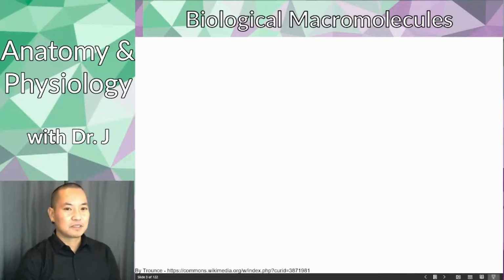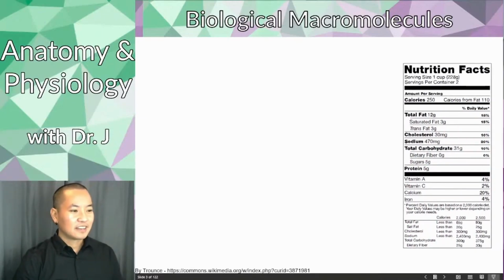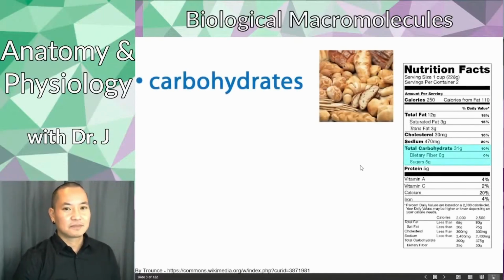Well, they can be grouped into 4 basic categories, and 3 of the categories you might already be familiar with. In fact, if you look on the back of any nutritional or food package, you can find 3 of the categories right there. So the categories of biological macromolecules you should know for this class are carbohydrates, carbs for short, or sometimes called sugars, but again, there's more than just sugars for carbohydrates. Things like fiber are also carbohydrates.